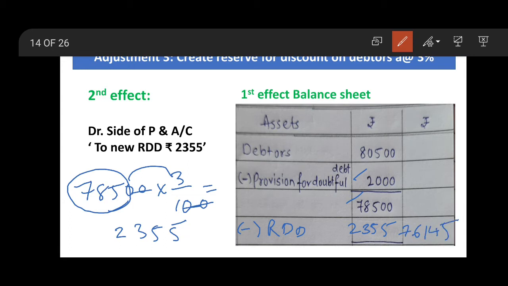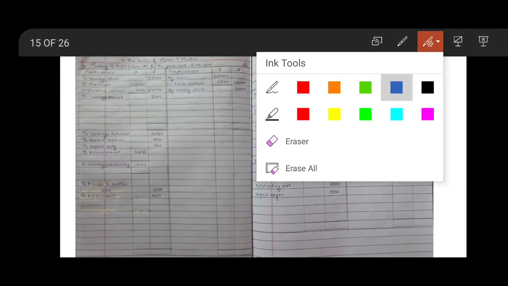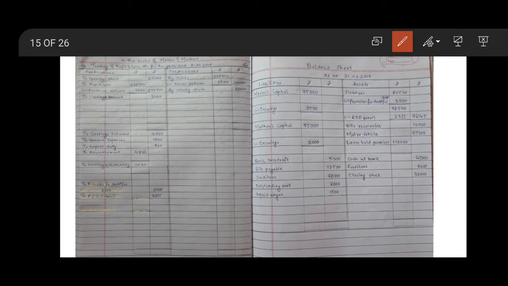After deduction, you will get in the outer column 76145. The next effect, the second effect of it goes to debit side of profit and loss account, writing to new RDD 2355. You can see it here. It was deducted as new RDD 2355 and amount we got in the outer column. The next effect to the debit of profit and loss account to new RDD 2355.